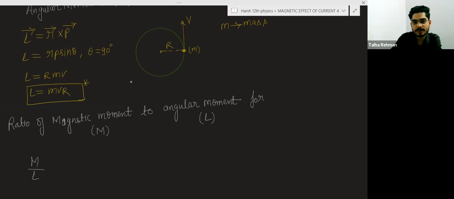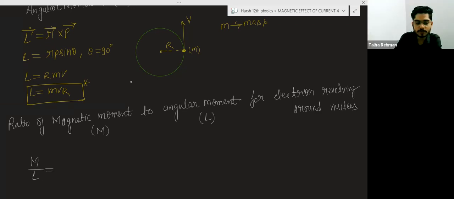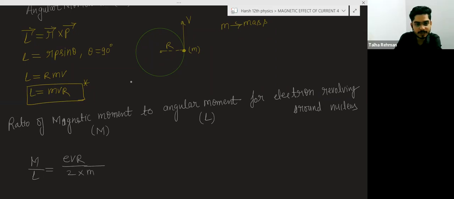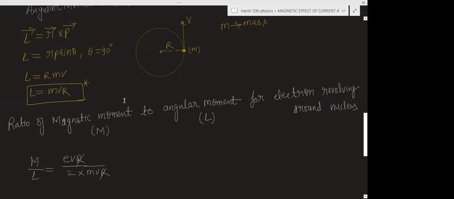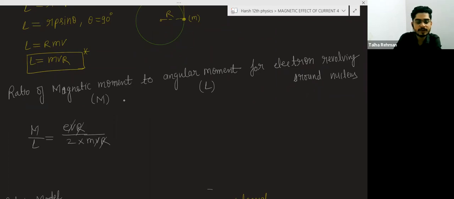You can write for an electron revolving around the nucleus, the magnetic moment of the electron is given by eVR divided by 2. And the angular momentum of the electron is given by mvr. So this r and r will be cancelled out. V will be cancelled also.